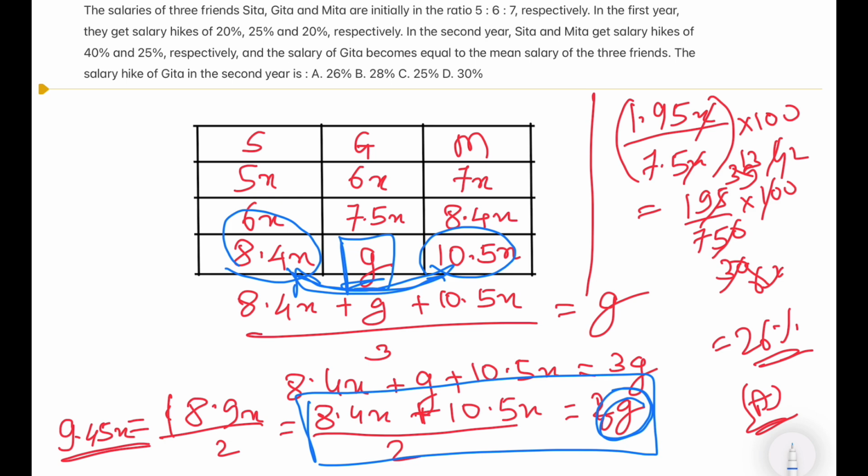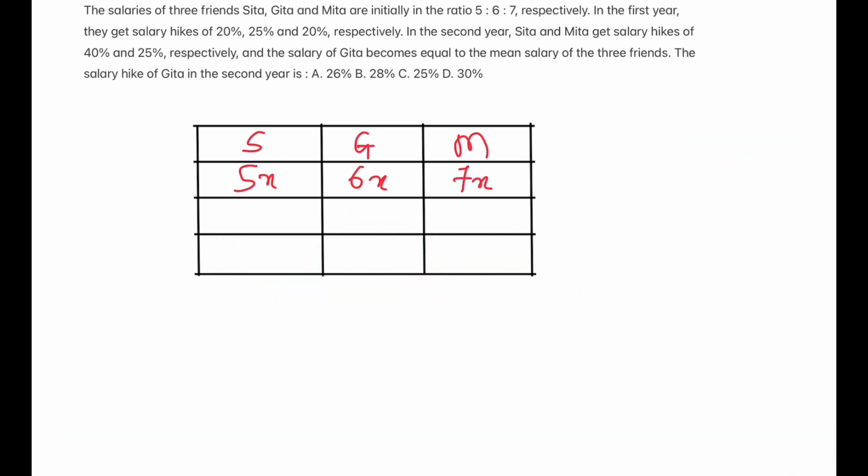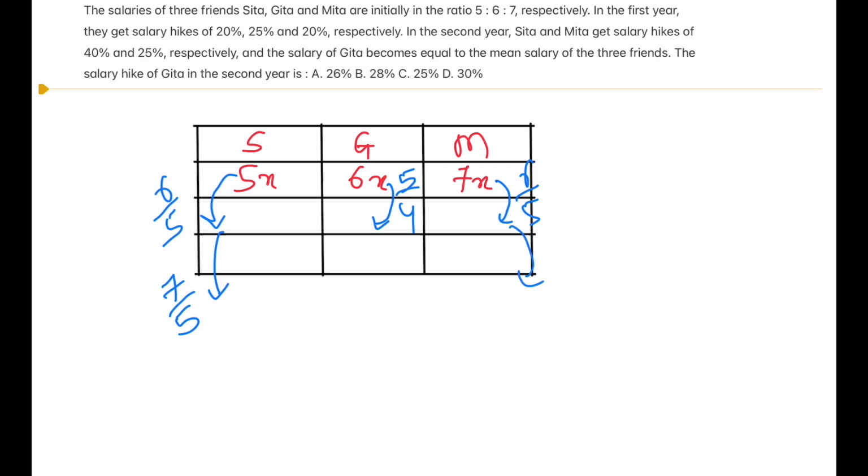The second major change that we can make here is we had taken the initial salaries as 5x, 6x and 7x. But we notice that Sita's salary will increase by 20%, so it is bound to get multiplied by 6 by 5. Gita's salary will increase by 25%, so it is bound to get multiplied by 5 by 4. And Mita's salary will increase by 20%, so it will get multiplied by 6 by 5 again. Similarly, in the second year, Sita would get a hike of 40%, so her salary would get multiplied by 7 by 5. And Mita would get a hike of 25%, so her salary would get multiplied by 5 by 4.